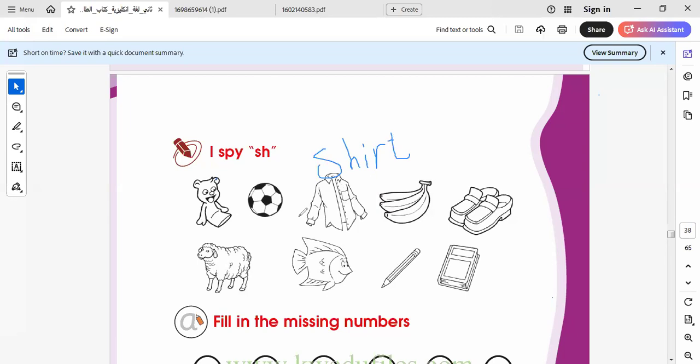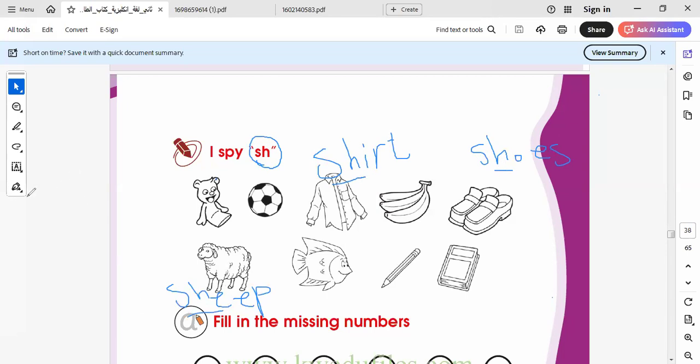Some of you are saying, Miss Iman, you can't answer this. Why? Because here I would like to write the words that only start with SH. Here is shirt, and here is shoes. Here is what? Here is ship. So all these words start with what? With SH. So here we have shirt, shoes, and ship.